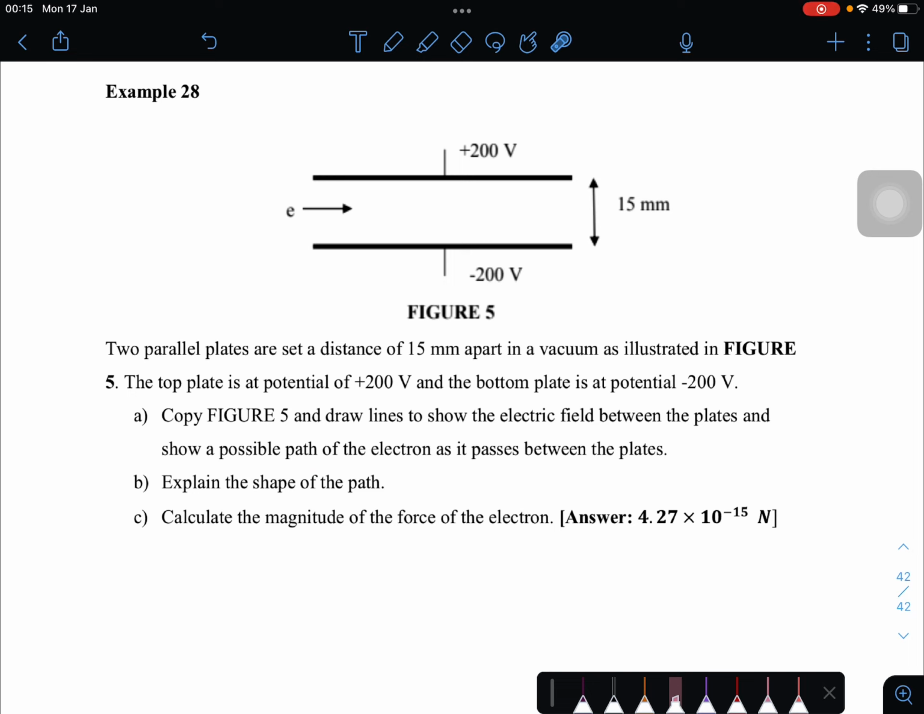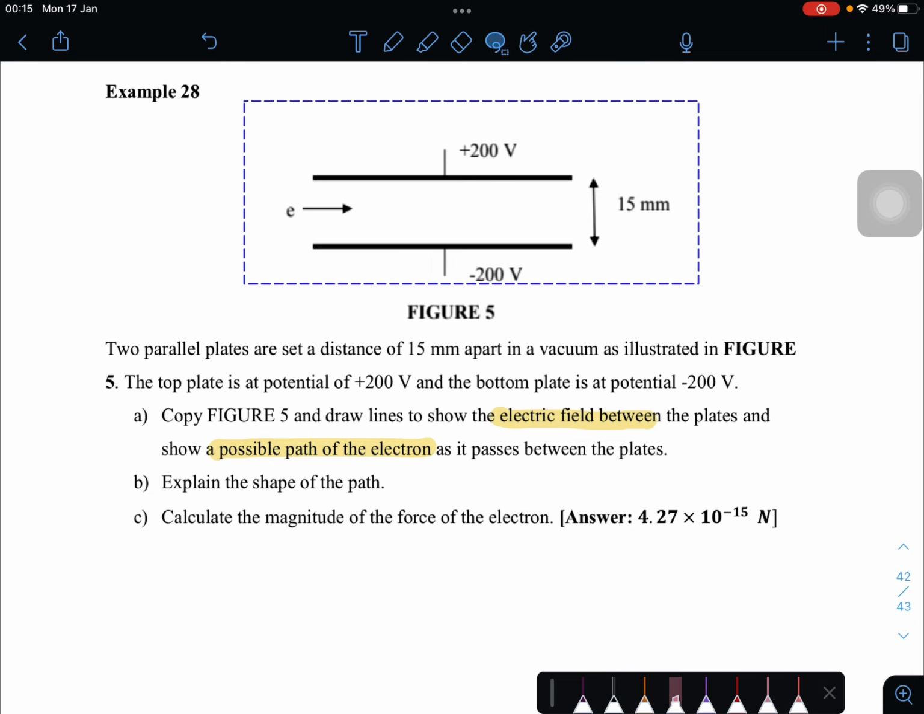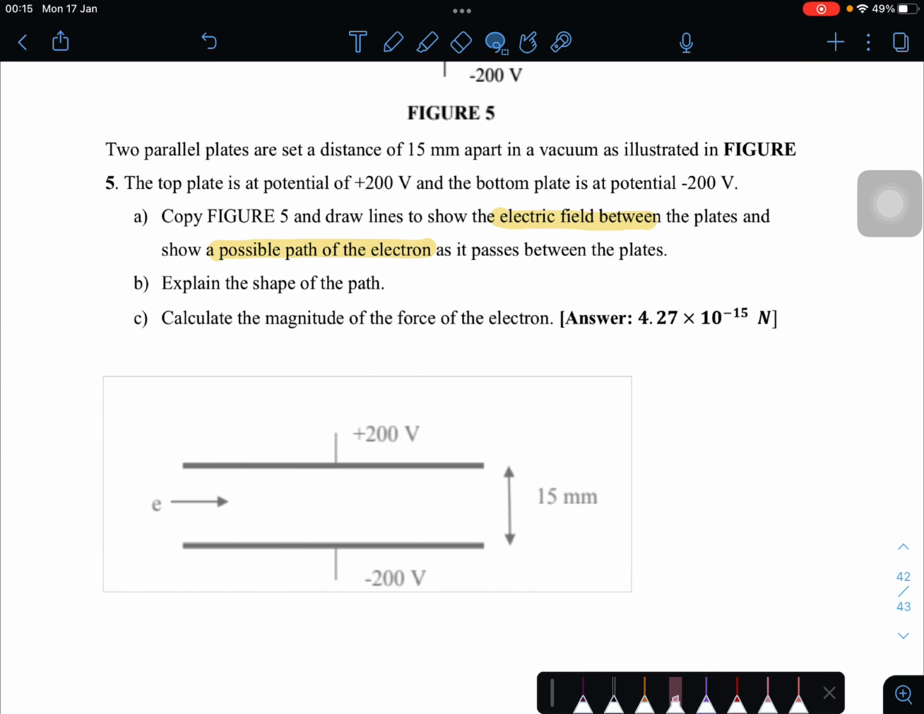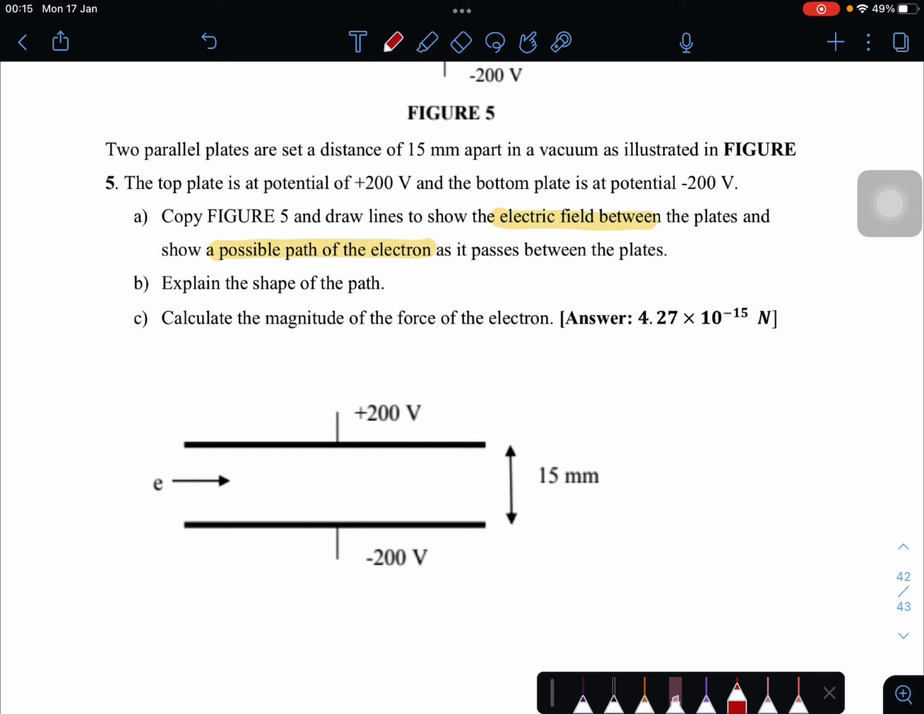Okay, so we have here parallel plates, positive 200 volt, negative 200 volt, a distance of 15 millimeter, and then we have electron. Now we want to show the direction of electric field and also the path of the electron. Okay, so we just copy this one. And then we want to show the direction of electric field. So direction of electric field will always be going towards negative plate.